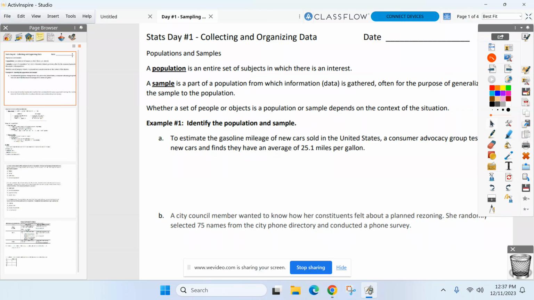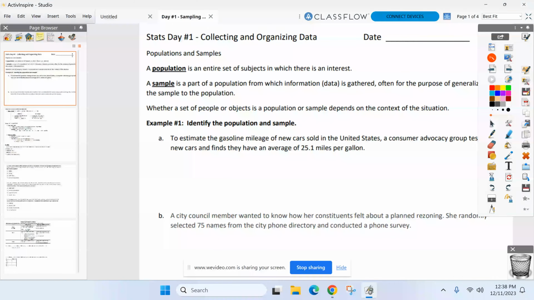Maybe I go over to Four Corners and I ask everyone that comes into the marketplace. That would be my sample, a smaller portion. So population is who I'm studying. The sample is a smaller part of that population, because it's unrealistic for me to get to every single person in this town.